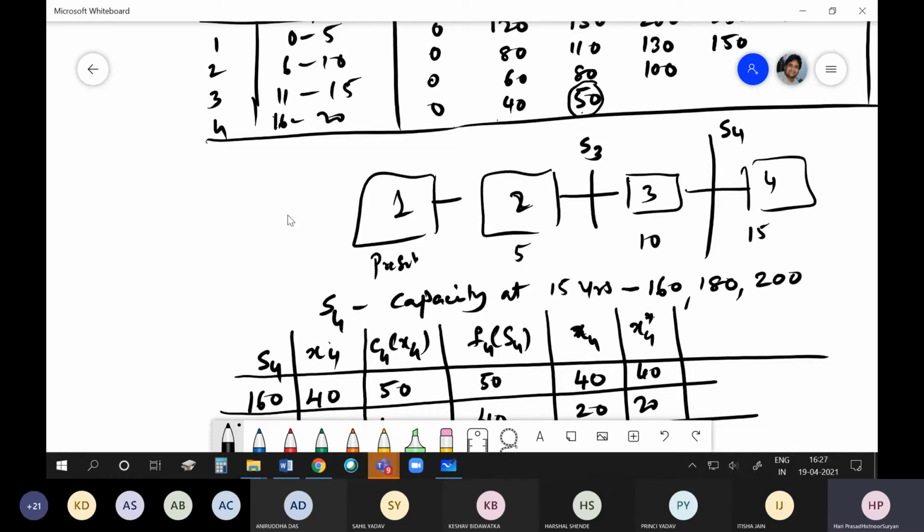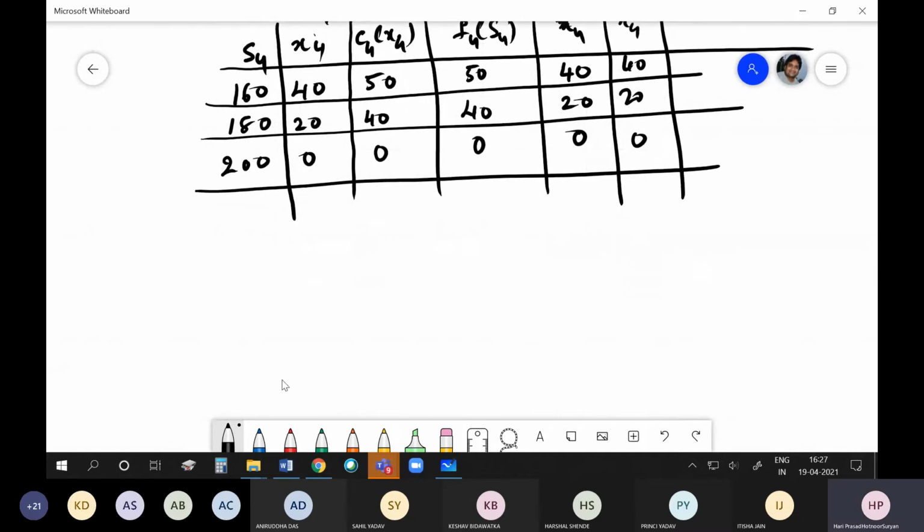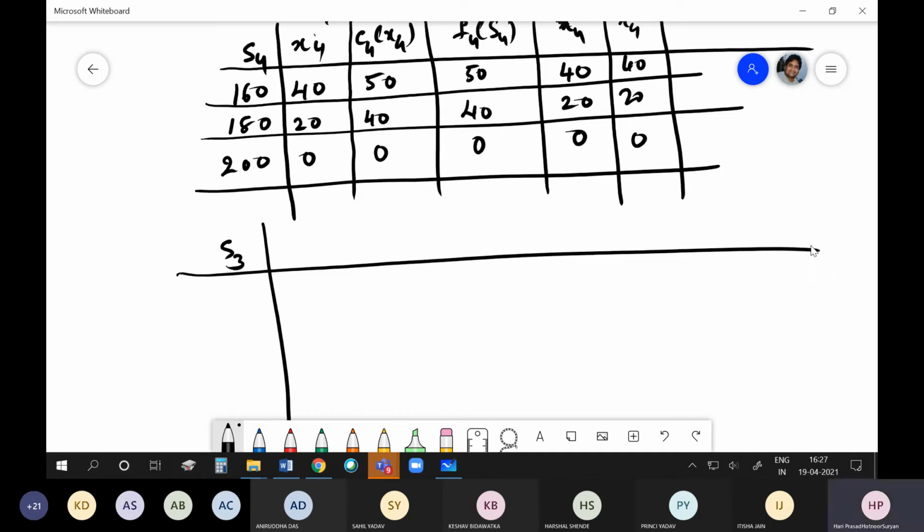S3 is basically the capacity available at the end of 10 years. So what are the possible values of S3 we can have? 140 to 200. That means I can have 140, I can have 160, or I can have 180, or I can have 200, isn't it? So now let us write 140.